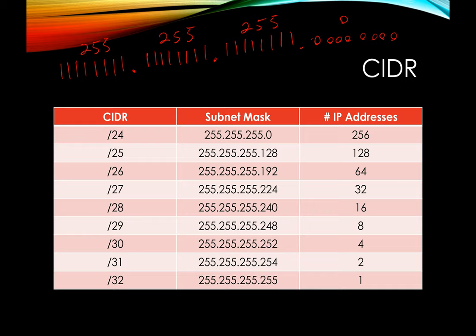CIDR counts the number of ones. And if you count them, there are 24 ones. That's all that means. So you can try to memorize all this stuff here if you want to. I know a lot of people do. Me, I just make the conversion.